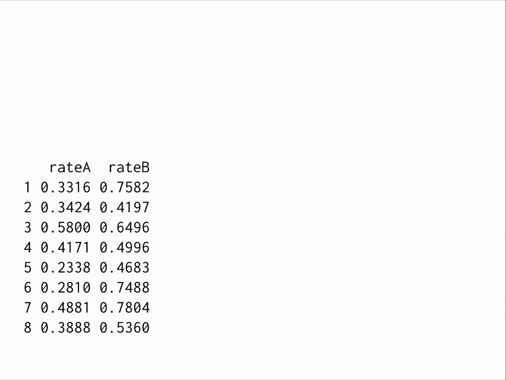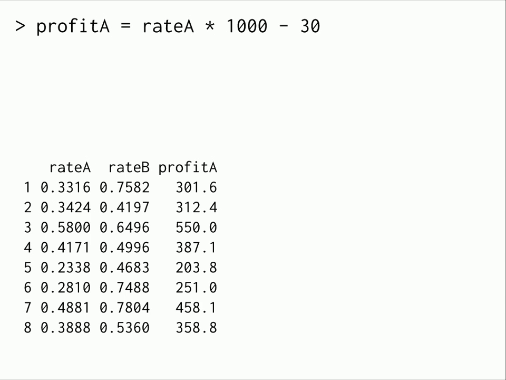So some reasonable things to calculate would here be the expected profit when using method A, which is the rate of sign-up times the 1000 kronas we make per sign-up, minus the cost of sending the brochure. So for the first row, that would be 33% times 1000 kronas, which means we would make 331 kronas on average, minus the 30 kronas the brochure costs. So an expected profit of 301 kronas per sent brochure. And so on for all the rows.